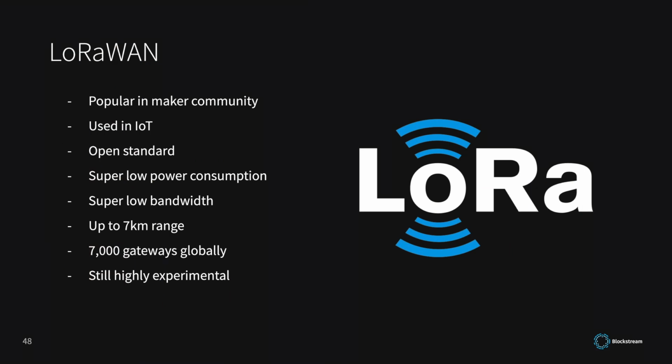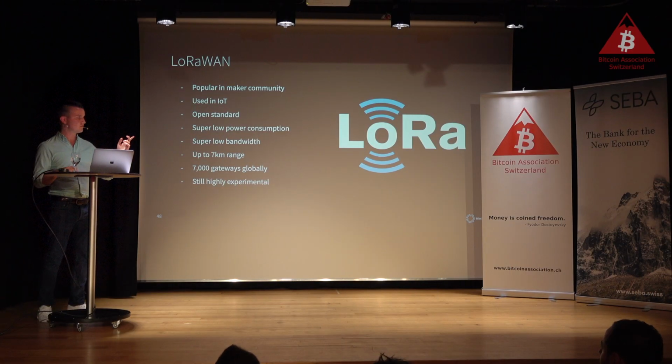One more experimental technology that exists today is LoRaWAN. This is really popular in the maker community. I've heard, I'm not a maker myself. It's used in a quite popular network called the Things Network, I think. So basically, people that are working on IoT are trying to connect together all of these low-powered devices, and LoRa is really good for that.